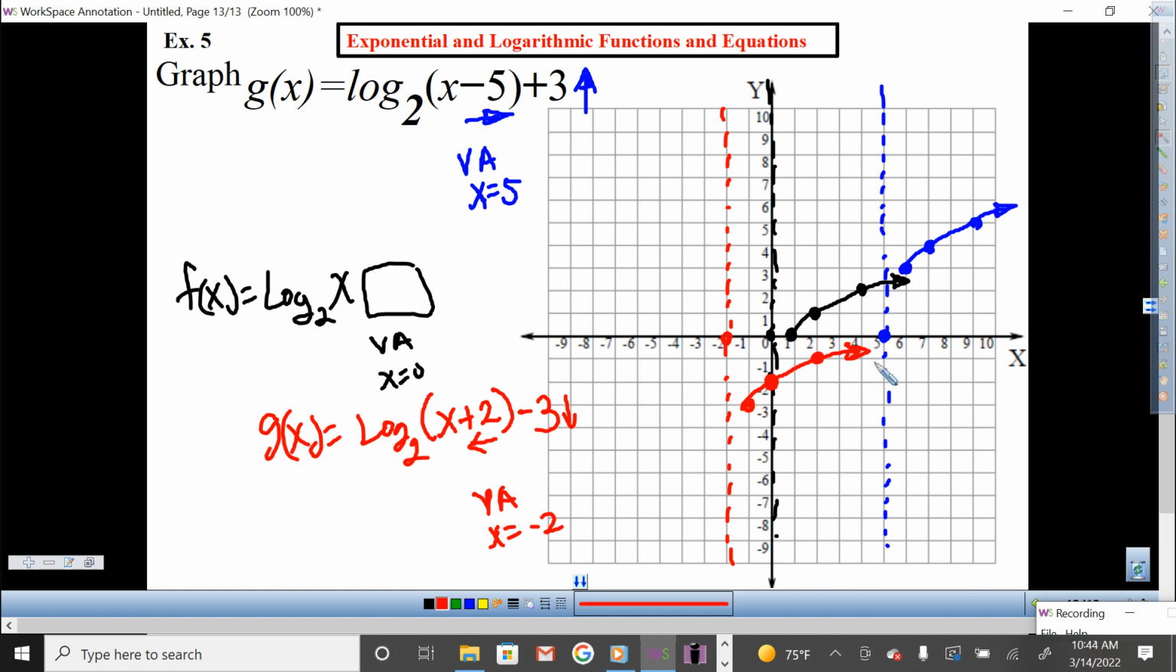How are we doing? Yes? All right, let's do one more. And I think Maritza's got this one. Let's say I gave you g of x equals log 2 of (x plus 3) plus 4. Say over the VA for this one, x equals what, and where it's going to move to.